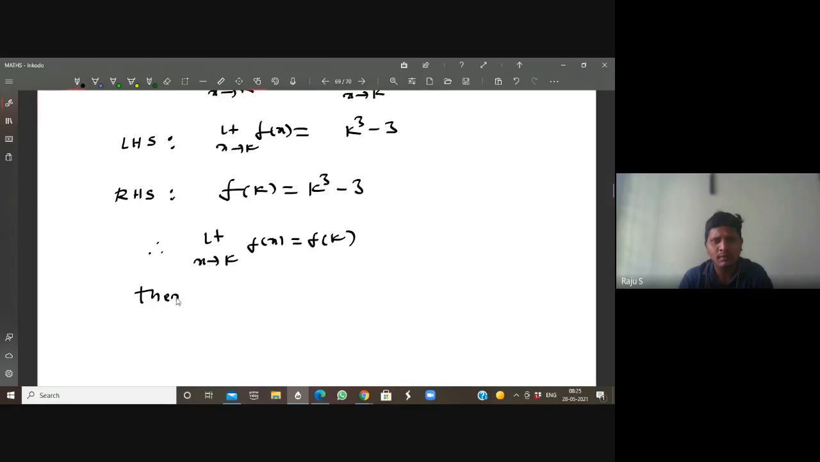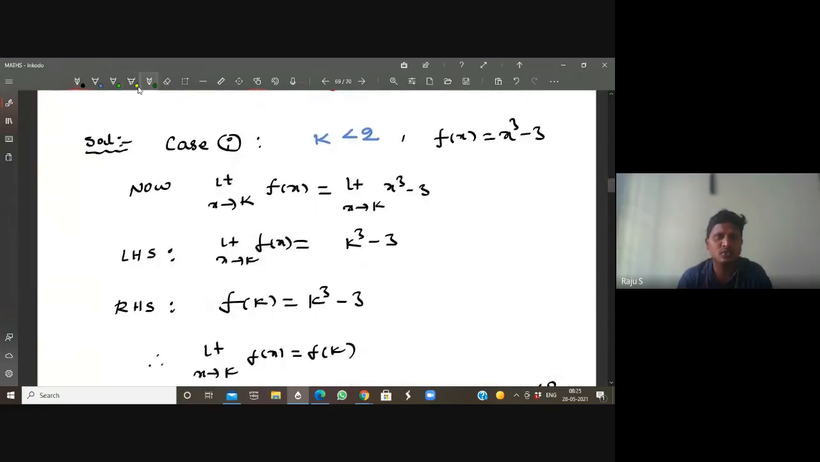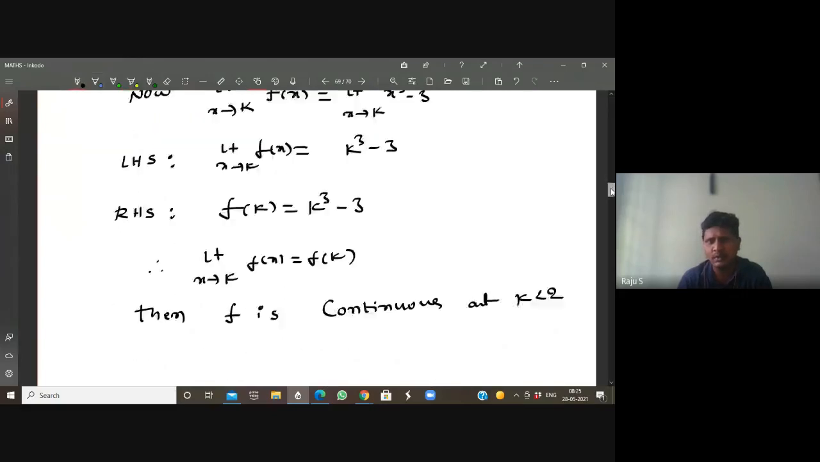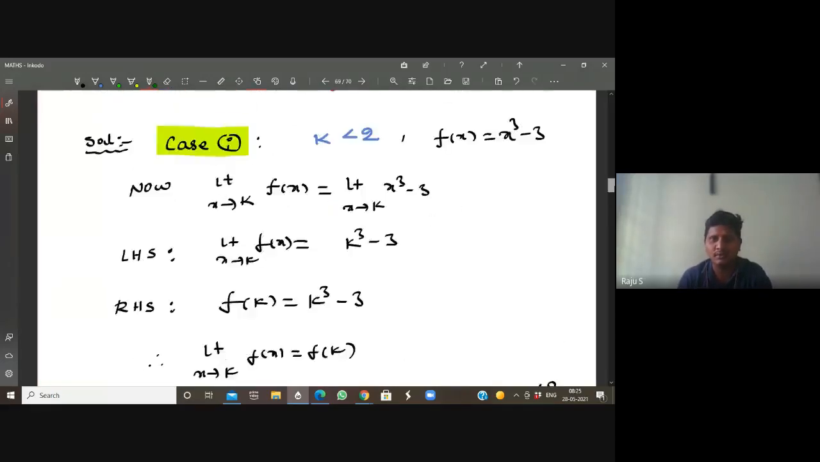Then f is continuous at k lesser than 2. Okay, first case it is continuous. Now case 2. Case 1 complete. Now I'm going to write case 2. Case 2 is here: k is equal to 2. First case is lesser than 2. Next equal to 2. Next greater than 2.